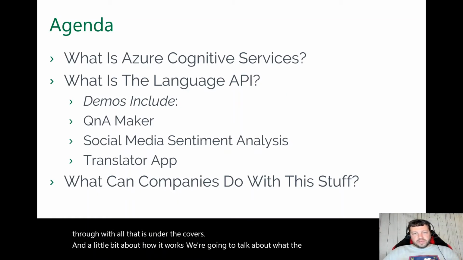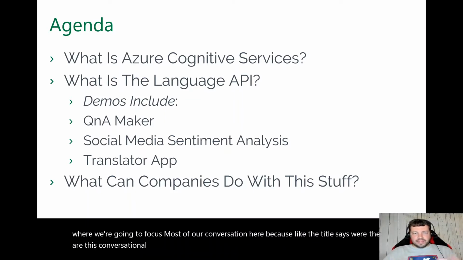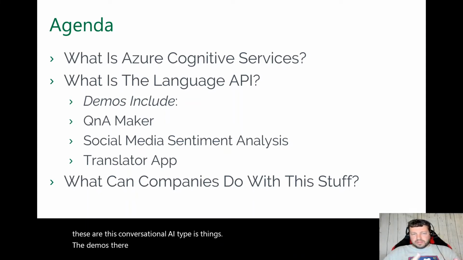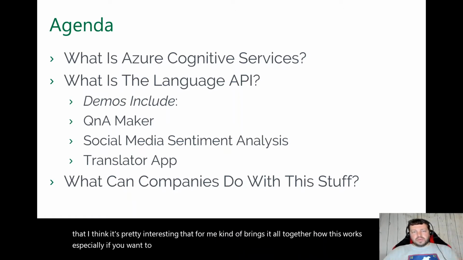That's where we're going to focus most of our conversation here because, like the title says, this is conversational AI type of things. The demos there will include QnA Maker, sentiment analysis, and a little translator app at the end that I think is pretty interesting. That for me brings it all together, how this works, especially if you want to dive deeply into a full code solution. So what can companies do with this stuff?